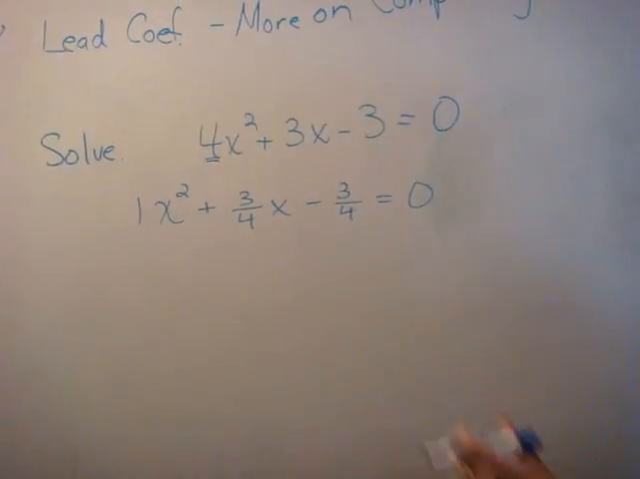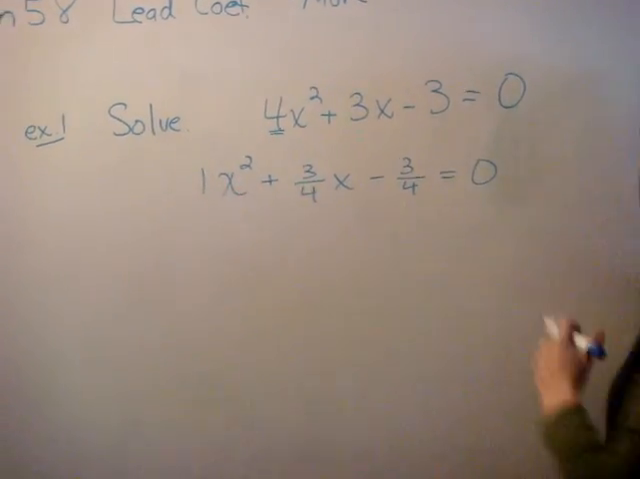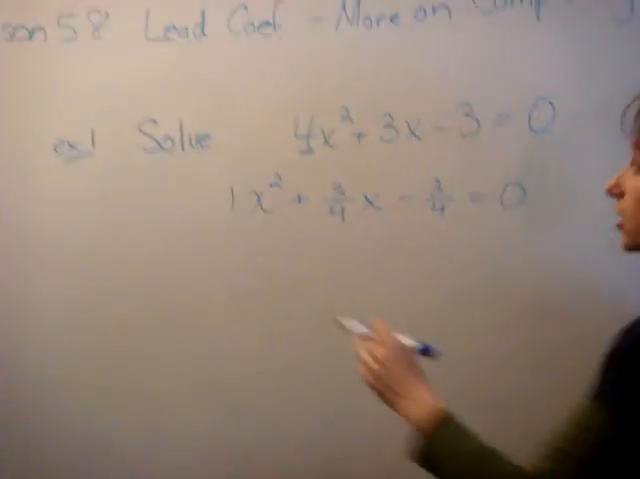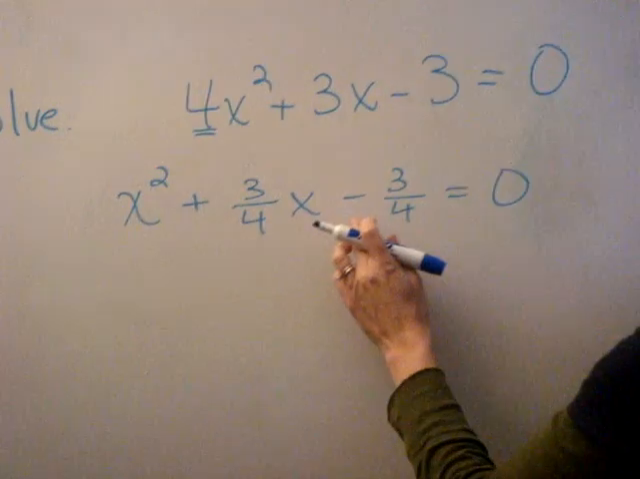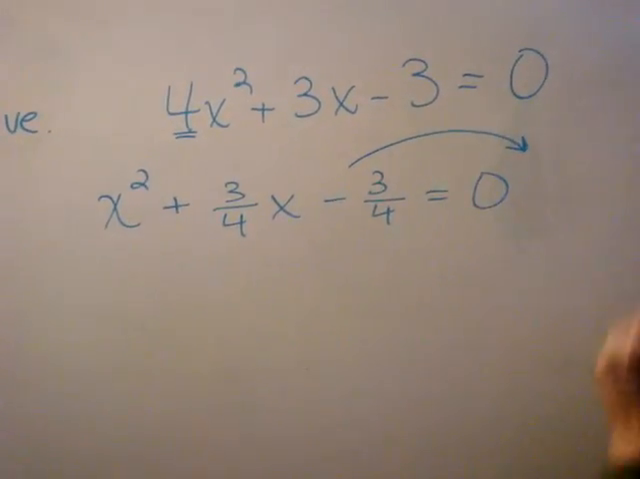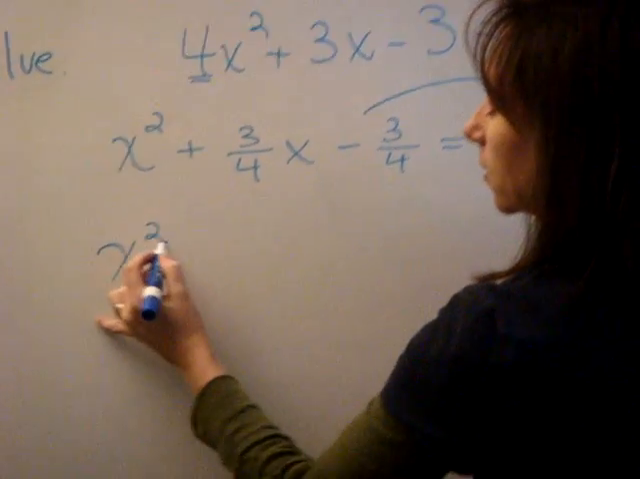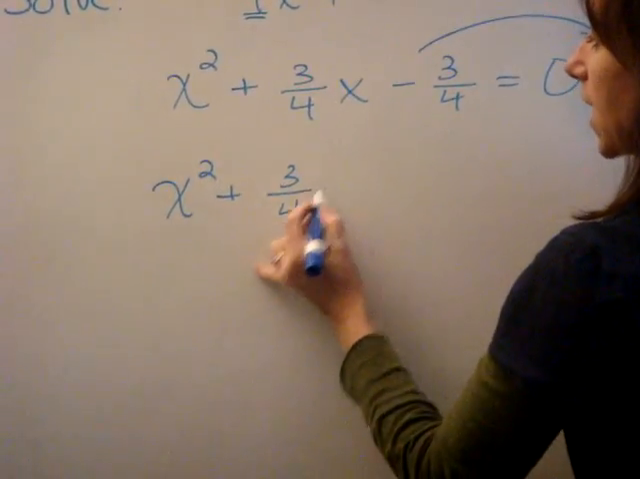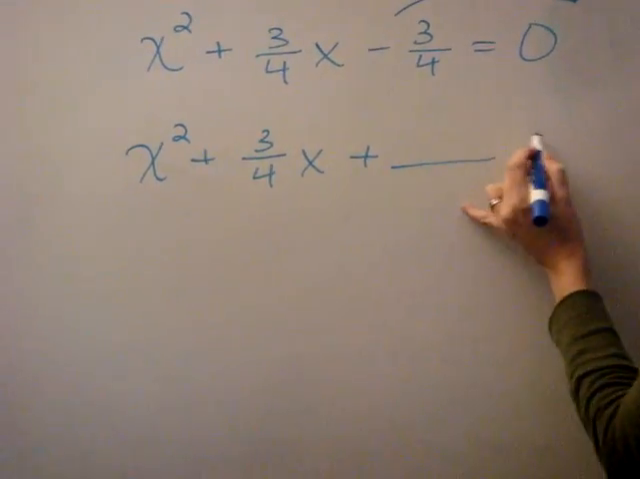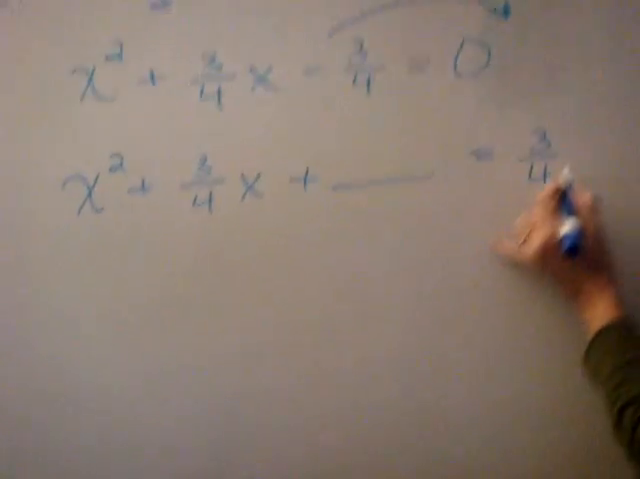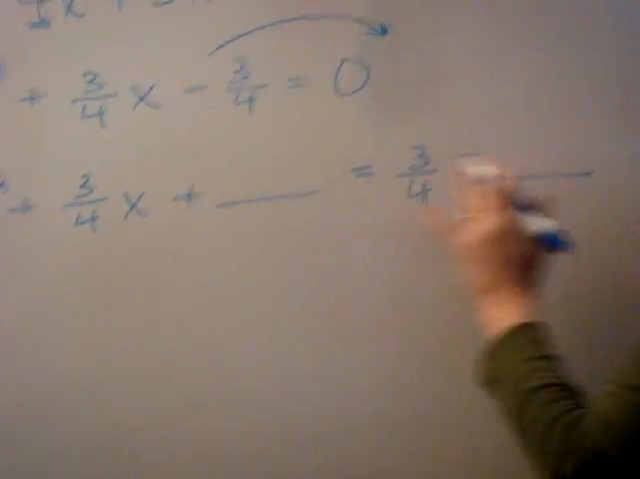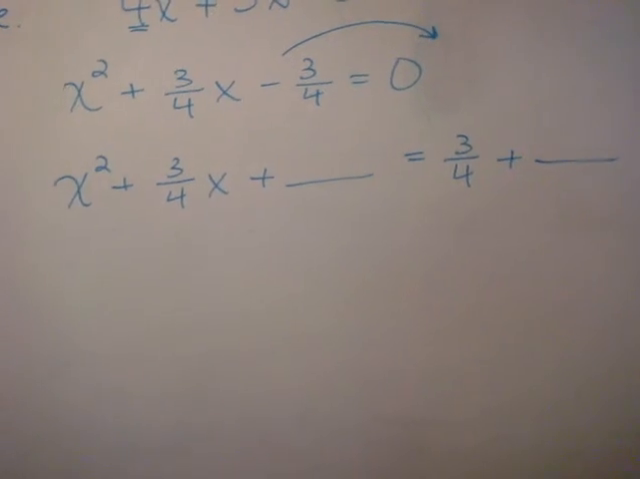Now let's start with our completing the square. You can see that we have these fractions, which aren't always fun, but this one's not too difficult. First thing you need to do is take the non-perfect square term to the other side. So we're going to get x squared plus 3/4 x plus something equals 3/4 plus something. We add it to both sides to keep our equation balanced.